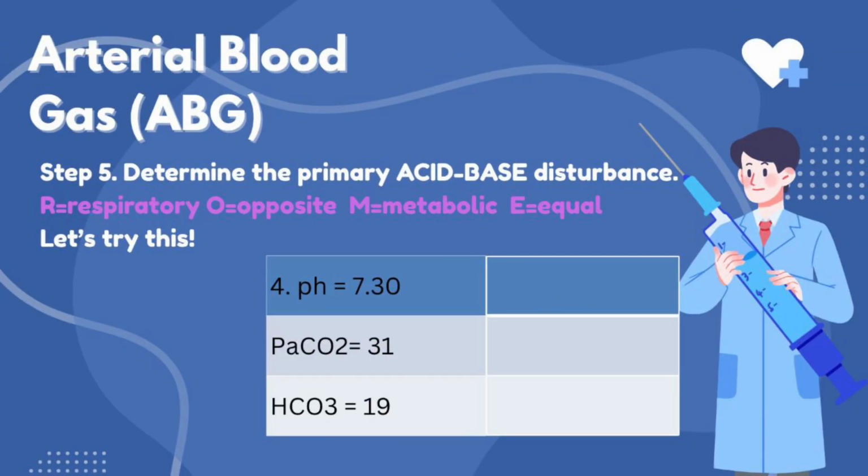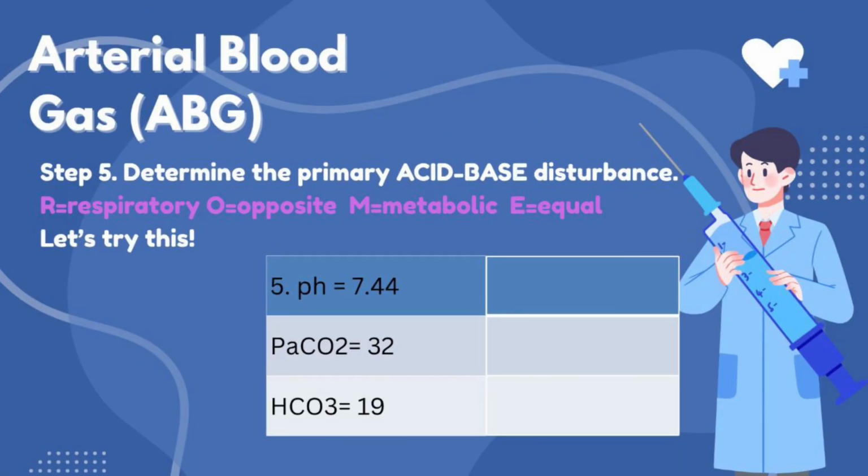Example number 4. pH value is 7.30. The partial pressure of carbon dioxide is 31. The bicarbonate is 19. pH value is low, which means acidosis. The bicarbonate is low, same as pH, which means metabolic. So the answer is metabolic acidosis.